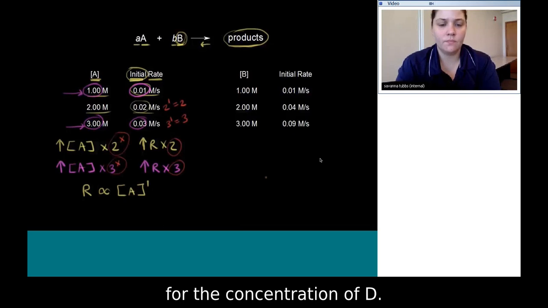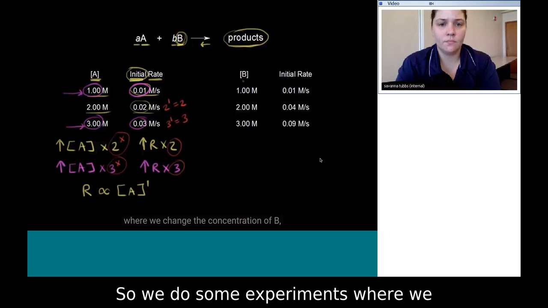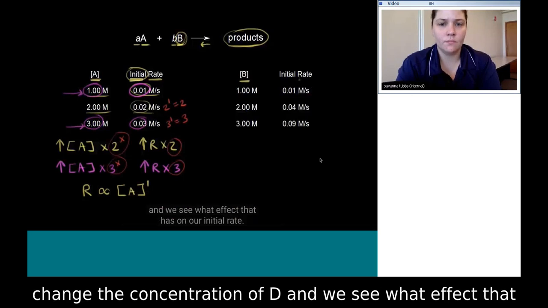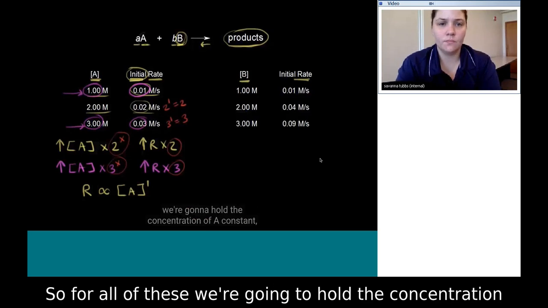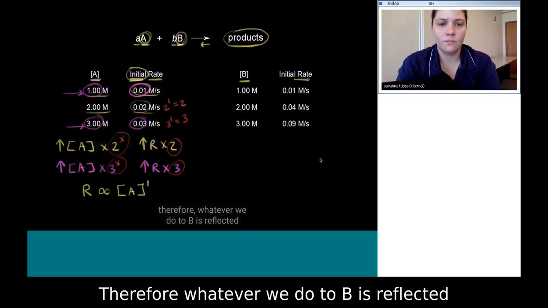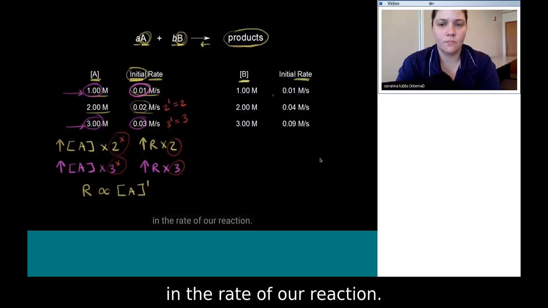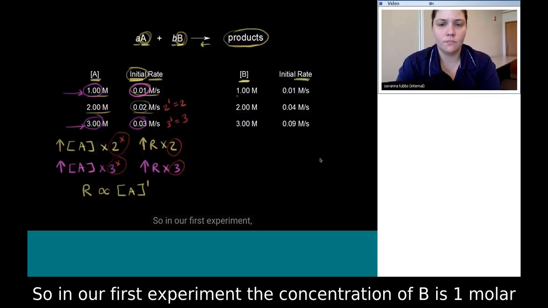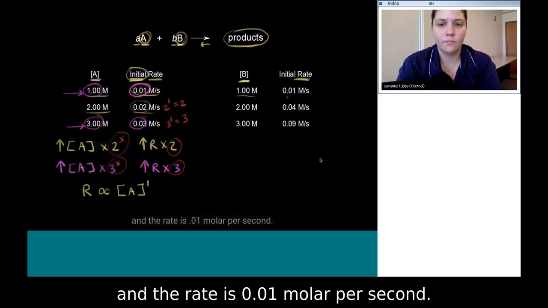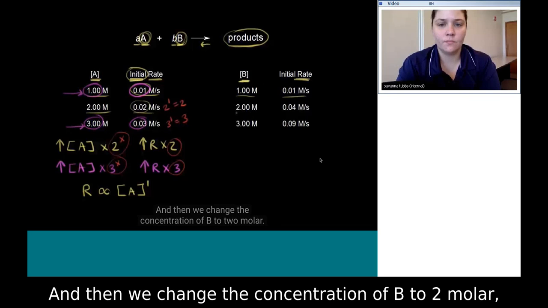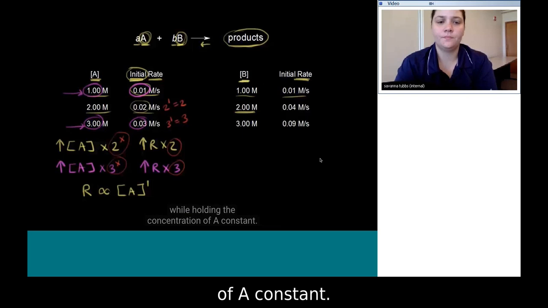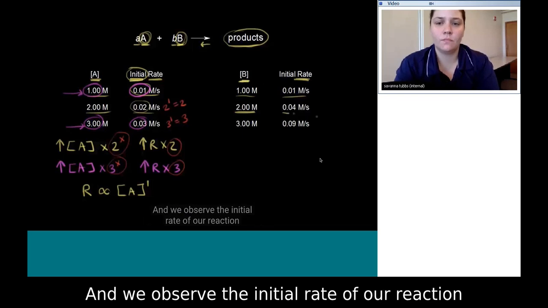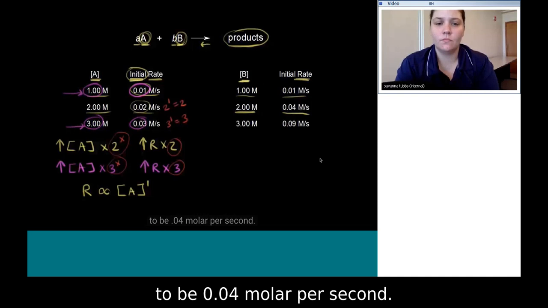All right, let's do the same thing for the concentration of B. So we do some experiments where we change the concentration of B, and we see what effect that has on our initial rate. So for all of these, we're going to hold the concentration of A constant. Therefore, whatever we do to B is reflected in the rate of our reaction. So in our first experiment, the concentration of B is 1 molar, and the rate is 0.01 molar per second. And then we change the concentration of B to 2 molar. We double the concentration of B while holding the concentration of A constant. And we observe the initial rate of our reaction to be 0.04 molar per second.